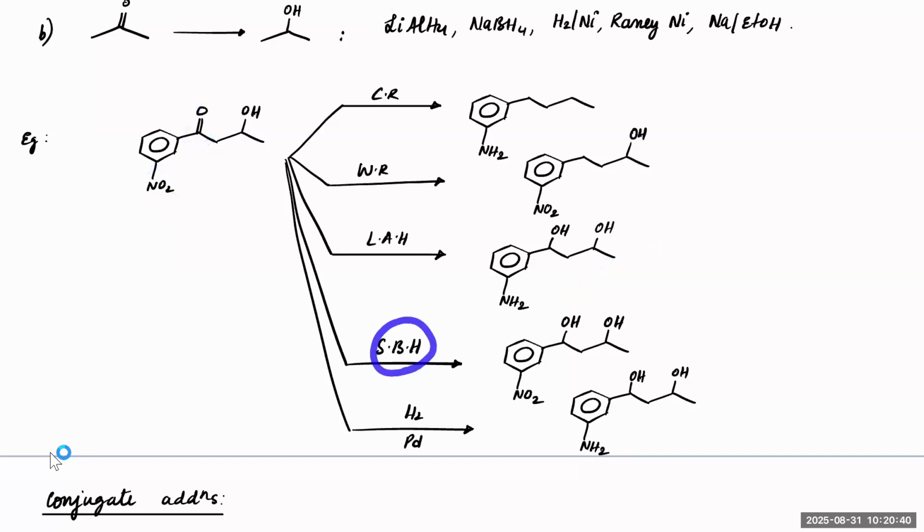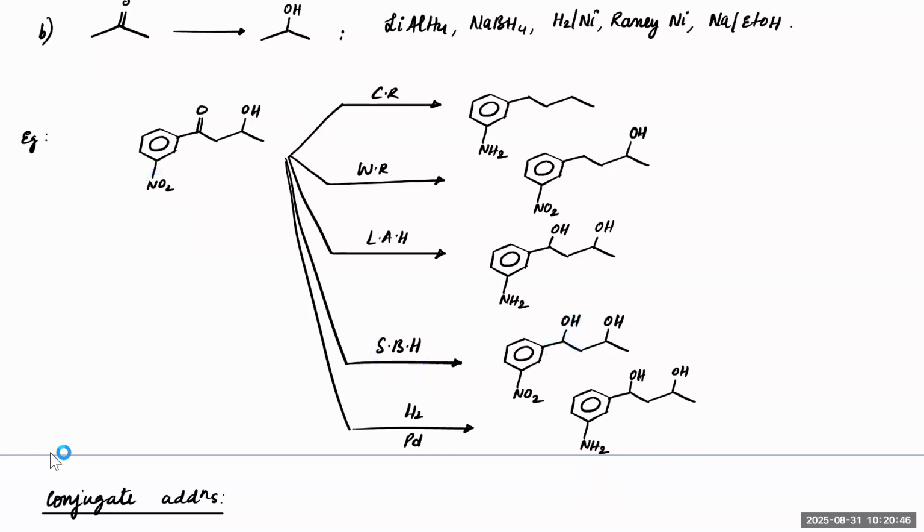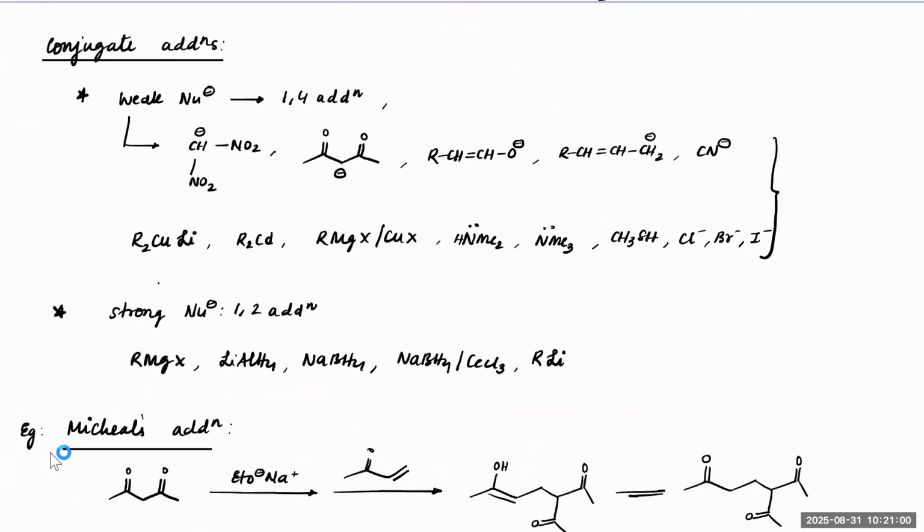Sodium borohydride cannot reduce nitro, but it can reduce the keto group. Okay. With H2 and palladium or nickel, it can reduce the nitro group as well as the keto group. So that's why you'll see these two groups got reduced. Done. Girls, clear on that? Right.